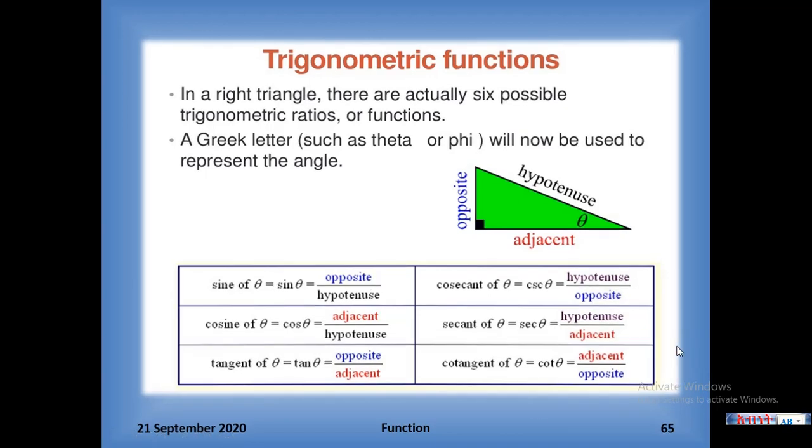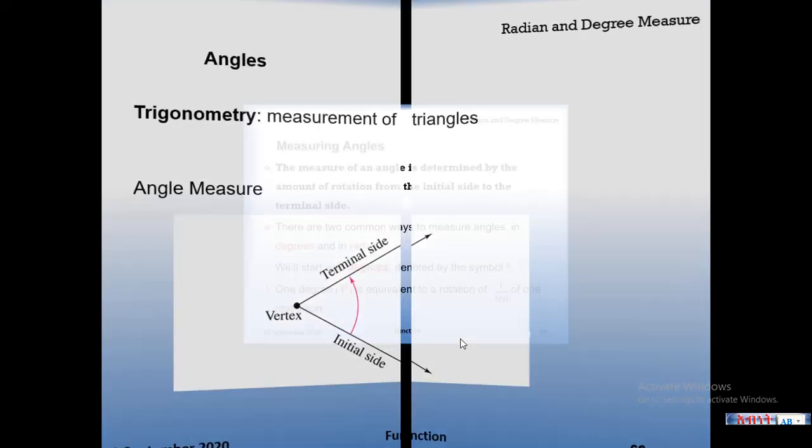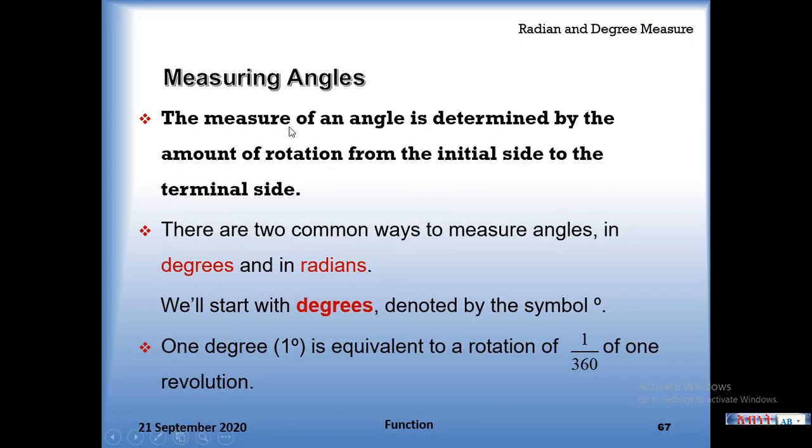So simply, what is angle? This is an angle, by the way. If you rotate one ray in the direction of clockwise or counterclockwise, you will form an angle. So this terminal side, initial side, this vertex, and how do we measure? The measure of an angle is determined by the amount of rotation from the initial side to the terminal side. There are two common ways to measure angle, in degree and in radian.